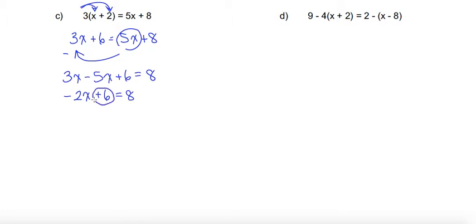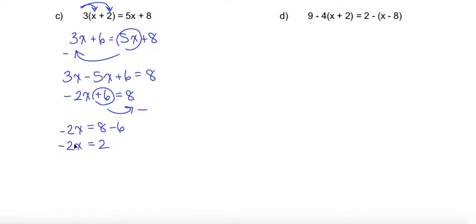I'm going to move my constant term over to the right-hand side. Right now it's being added to the left-hand side, so when I bring it over, I'm going to subtract. So I have negative 2x is equal to 8 take away 6. Let's simplify our constant terms. 8 take away 6 is 2.